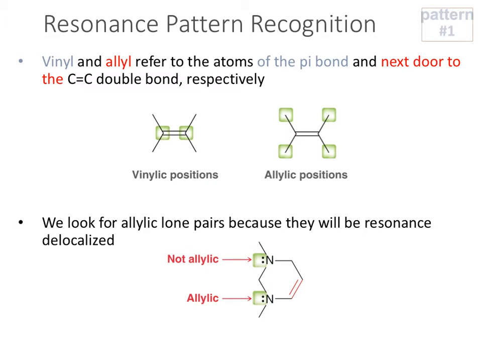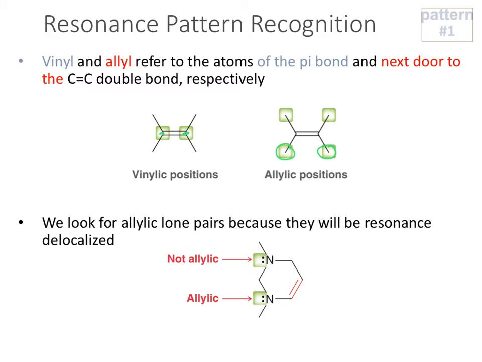So let's define some terms. The vinyl position refers to the actual carbon of the double bond. The allylic position or allyl position refers to carbons adjacent to a double bond. So we want to look for lone pairs on an allylic atom. It doesn't have to be a carbon.